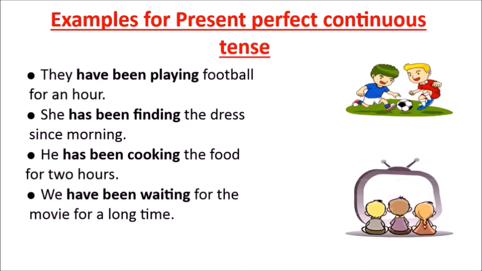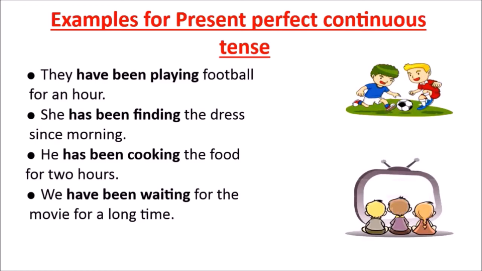She has been finding the dress since morning. So, "she has been finding" here refers to the point of time from which she started searching for the dress. From morning. From morning she is searching for the dress till now. So, this refers to a point of time in the past and the present. Look at the next example.